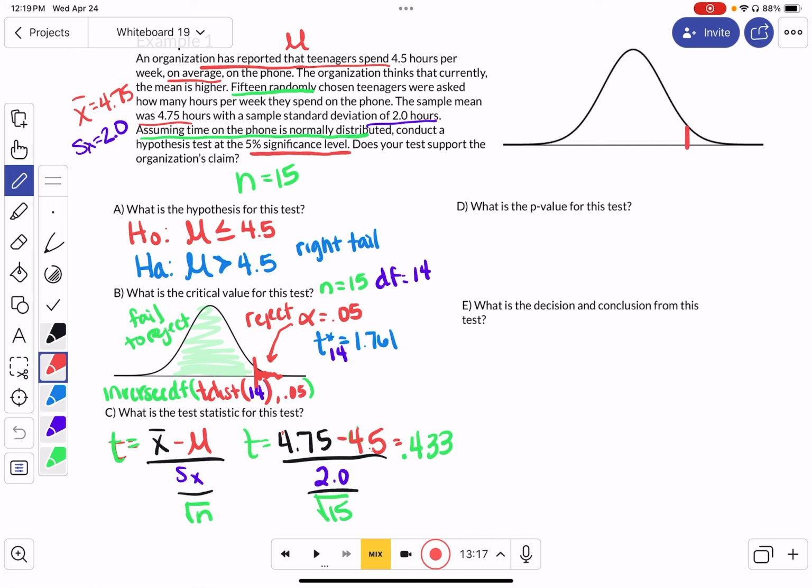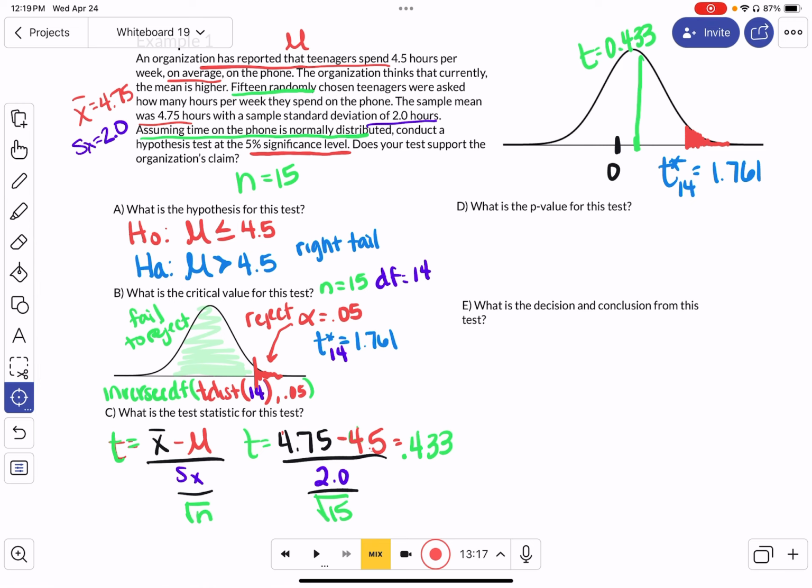So here's what happens. I've created this rejection region out here, which is at t star 14 is equal to 1.761. Here's the mean at 0. Here's the value that I've gotten for my actual t value. So my t-score is 0.433. Now, there's two ways to test this. I can use this value and compare it to this region right here. And I'm already seeing that I'm falling in the fail to reject region. But I'm going to go further.